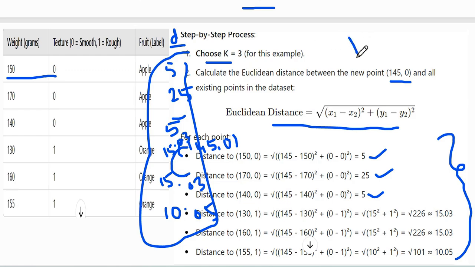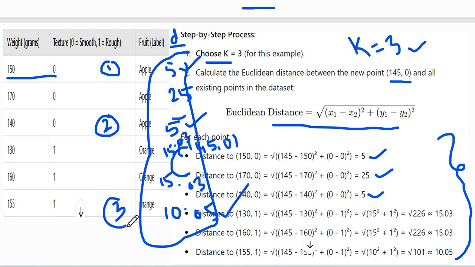Here, what is the value of k? The value of k is 3. Clear? So here, k equal to 3 means we have to choose the k smallest distance points. What is the first smallest value? 5. Okay, this is the first smallest value. And the second smallest record? This one is the second smallest record, again with value 5. And the next smallest value is 10.05. This is the third. Now we have to choose the k smallest distance points.